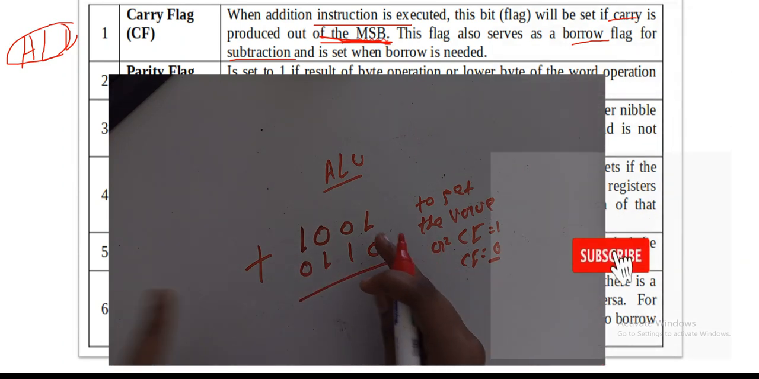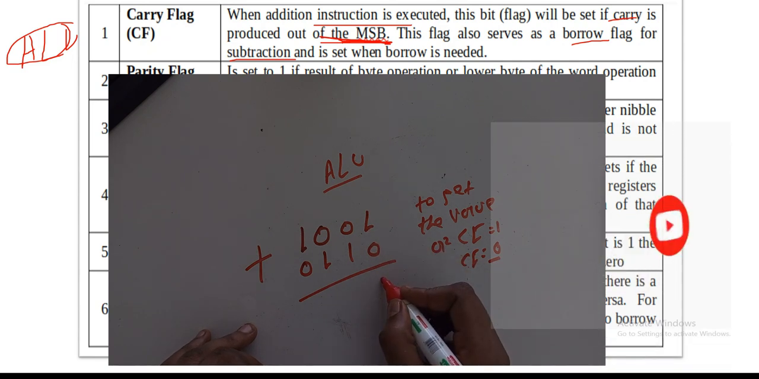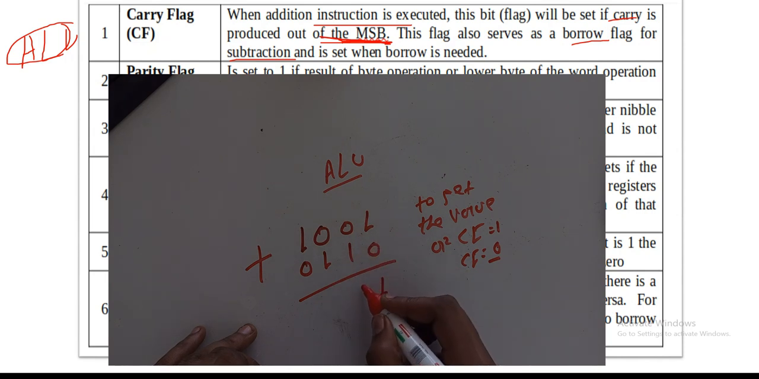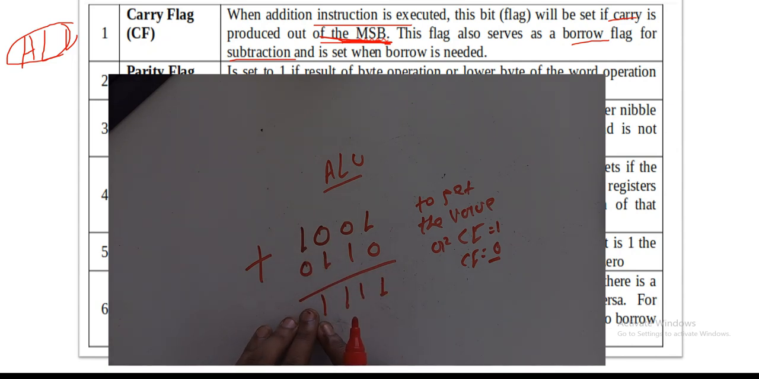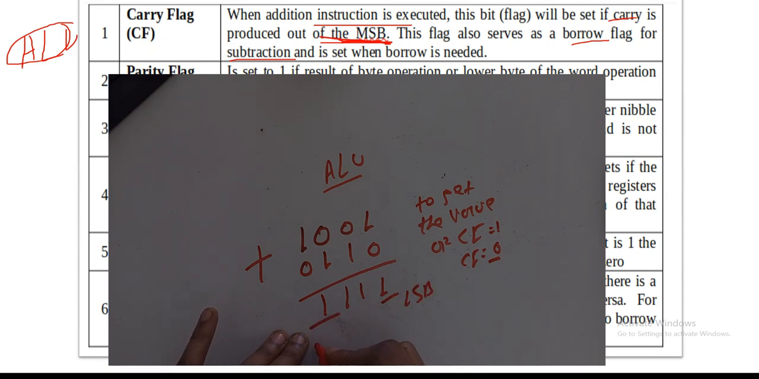So let us add these 2 operands. 1 plus 0, in binary operation there is a 1, 0 plus 1, there is a 1, 0 plus 1, there is a 1, 1 plus 1, 1 plus 0, there is a 1. So there is no carry on the most significant bit. These are the least significant bit, these are the most significant bit. So carry flag is equal to 1 when there is a carry on the most significant bit. Carry flag is equal to 0 if there is no carry on the most significant bit. These are the basic concepts of a carry flag.